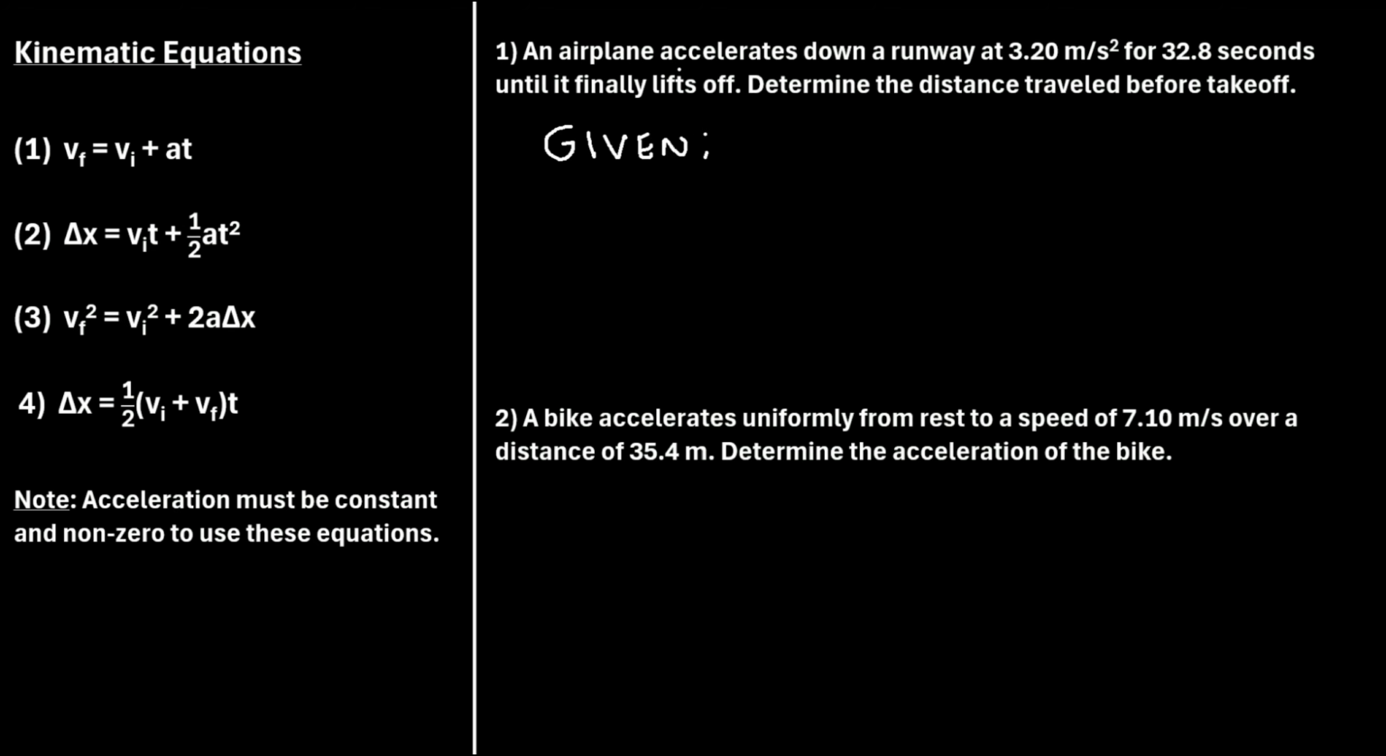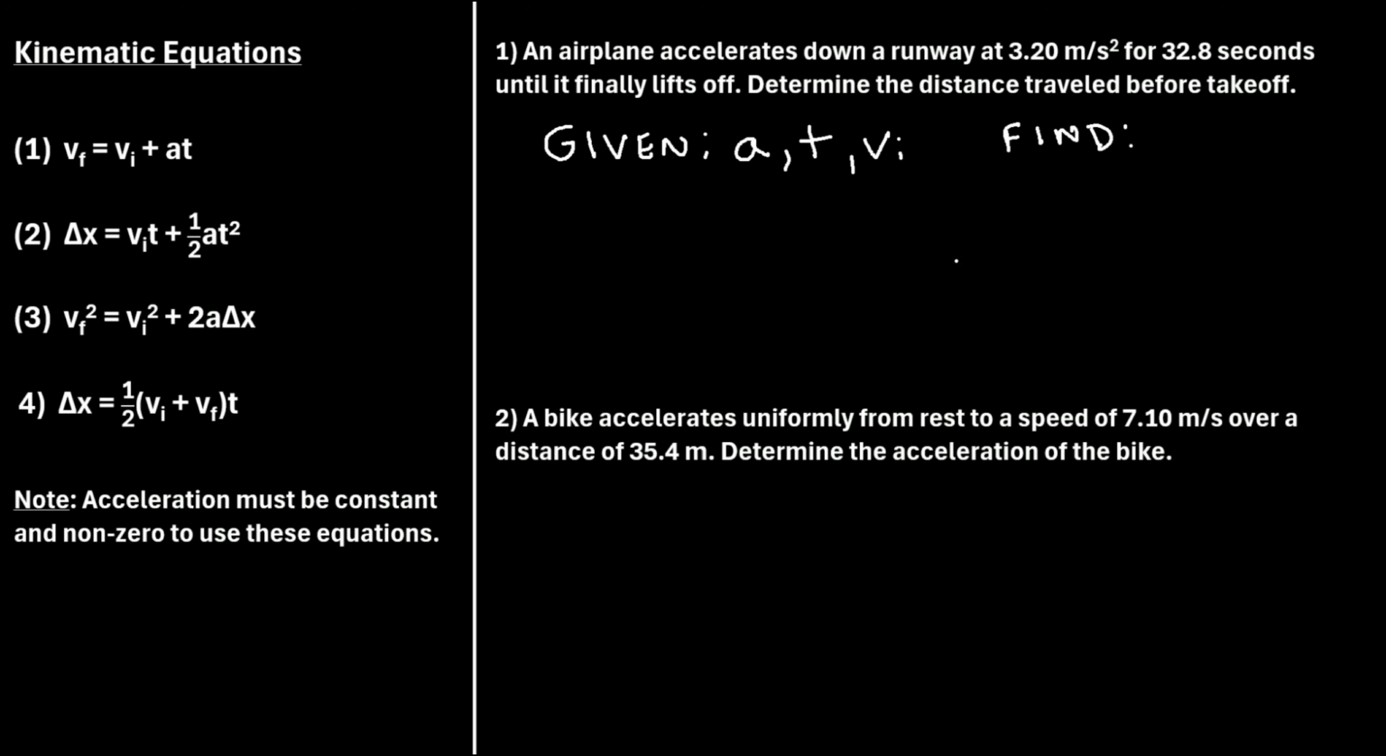Well, we're told that the plane accelerates down the runway at 3.20 meters per second squared. So this is the acceleration, the constant acceleration. So we're given a. We're also given the time, 32.8 seconds. So we're given t. And although it doesn't explicitly say it, we can assume that the airplane starts from rest and then it accelerates. So we're actually given the initial velocity, v sub i, and that's going to just be 0 meters per second. And what we're trying to find, let's write that, is the distance traveled before takeoff.